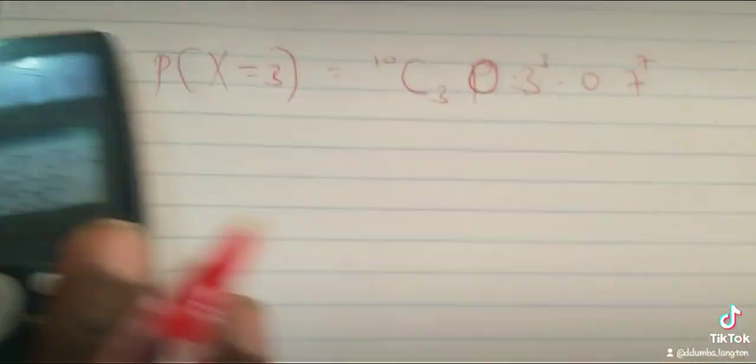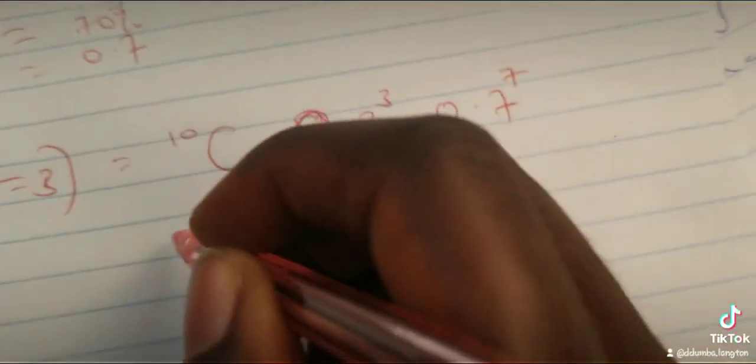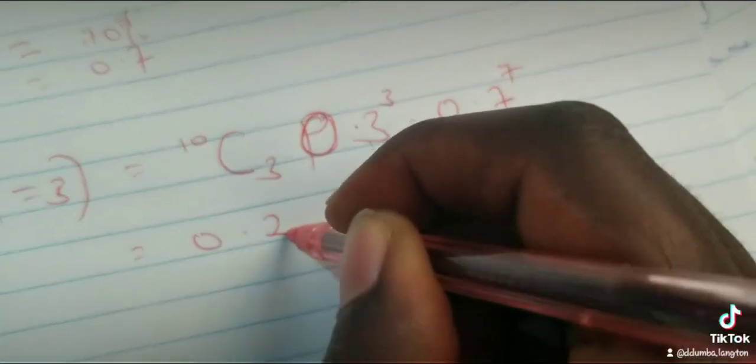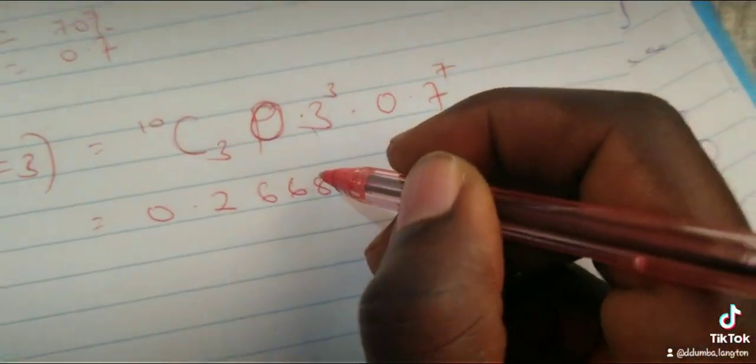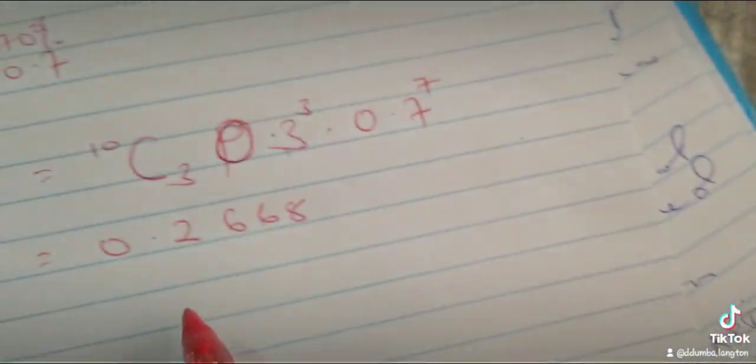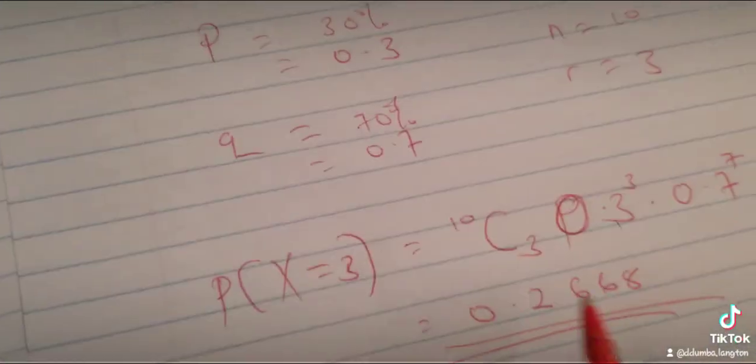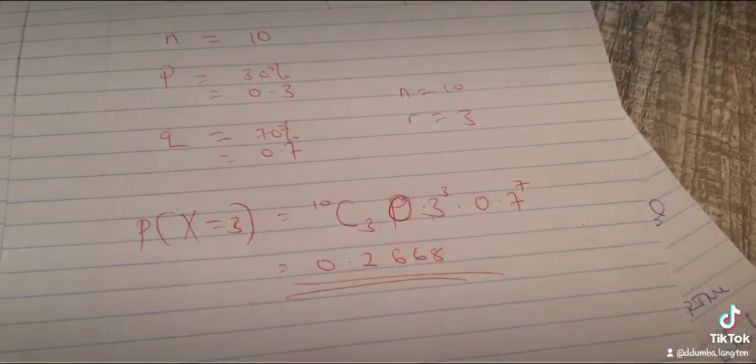So that's our answer. The one we got on the calculator is 0.2668. You can write it to 4 or 3 decimal places. So that's all about binomial distribution.